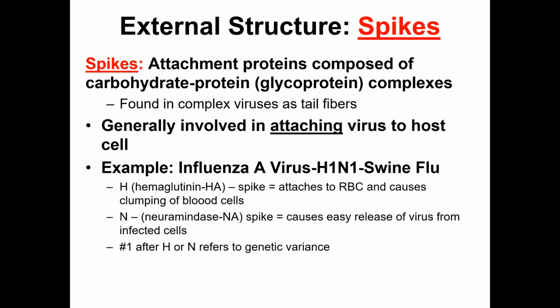So H stands for hemagglutinin. That is the spike they use for attaching to your red blood cells. Now, the N spike, on the other hand, this is always a hard word to say, neuraminidase. Anyways, the N spike, that is how they escape your cells. So they use this spike to trick the cell into allowing it out. Okay, so this guy's got a spike for getting in and a spike for getting out. Now you may wonder, what's up with the number? Right? H1N1, H5N9. That refers to the genetic variant of that spike.